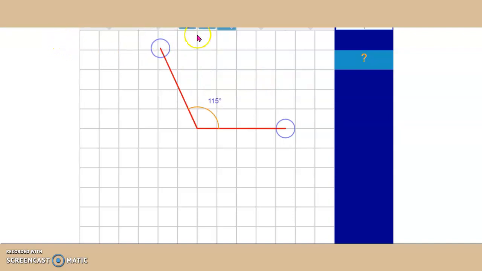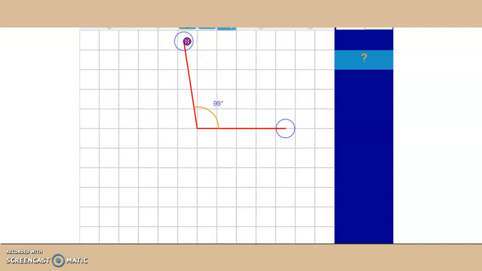Obtuse is bigger than 90, but it isn't as big as 180. It's almost 180, but it can be anywhere between 91 degrees and 179 degrees. Okay? So those are the obtuse angles.